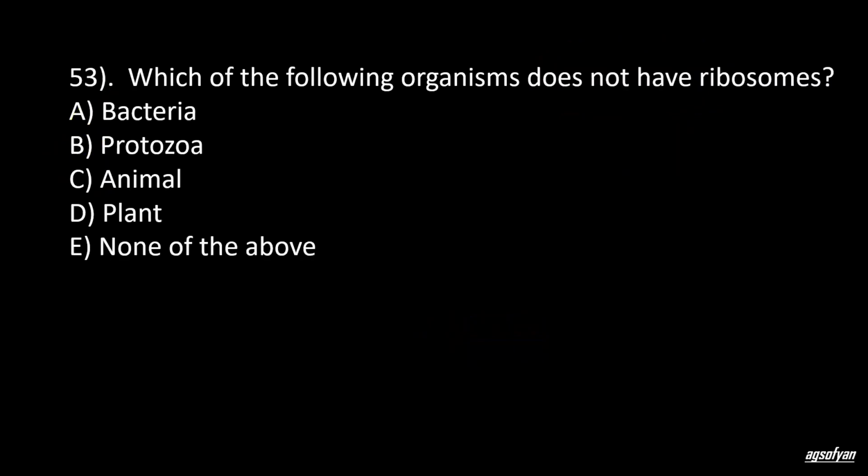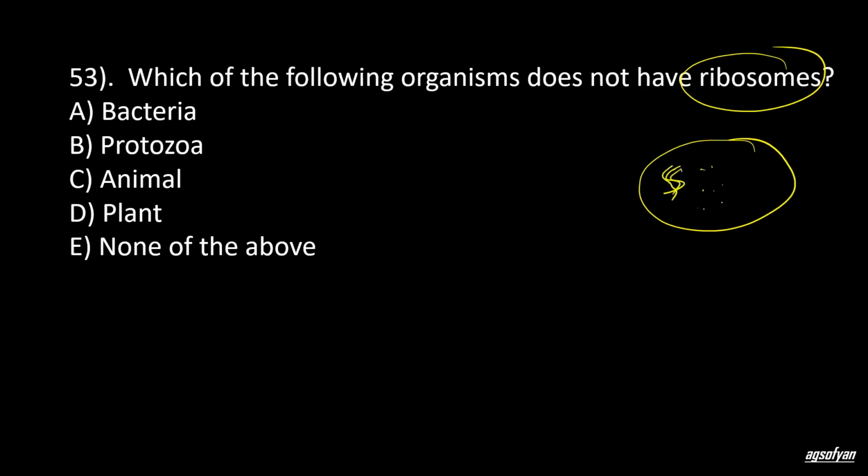Which of the following organisms does not have ribosome? Bacteria, protozoa, animal, plant, or none of the above? Remember, all cells, it doesn't matter prokaryote or eukaryote, they all have ribosome. They all have chromosome. They all have cell membrane. They all have cytoplasm. So the answer should be none of the above. All cells will have ribosome.